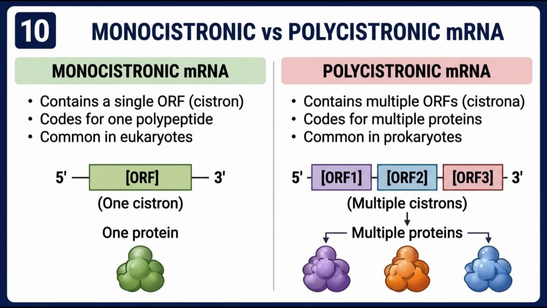Monocistronic and polycistronic mRNA. Messenger RNA molecules may be monocistronic or polycistronic. Monocistronic mRNA contains one open reading frame and encodes a single protein. This type is common in eukaryotes. Polycistronic mRNA contains multiple open reading frames and encodes several proteins. This arrangement is common in prokaryotes, where functionally related genes are organized into operons. Thus, a single transcript can produce multiple proteins.